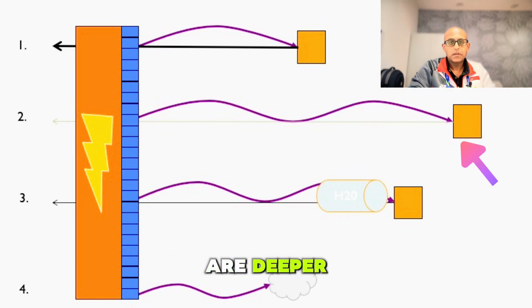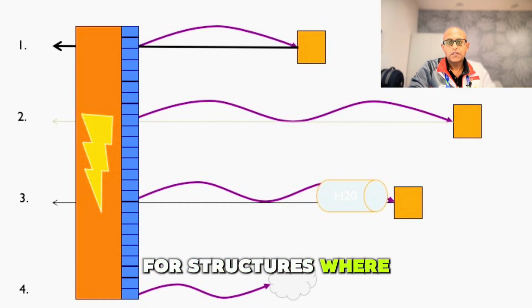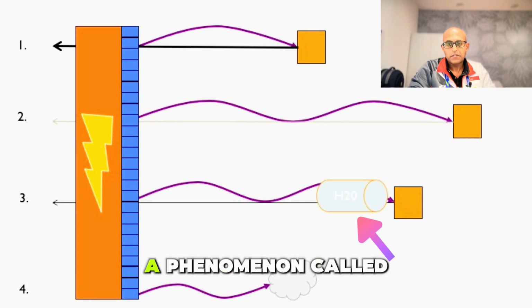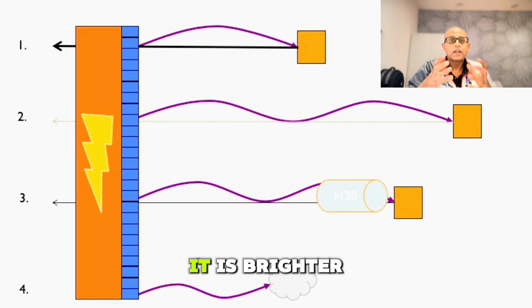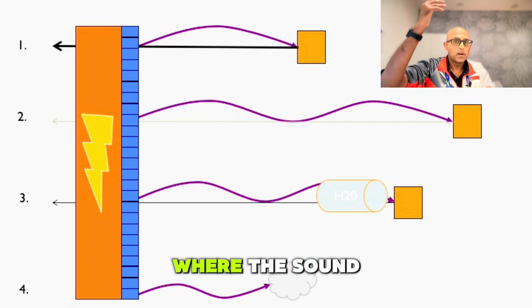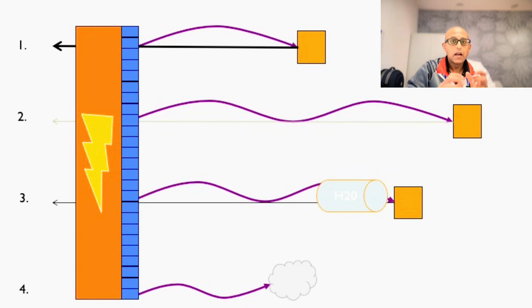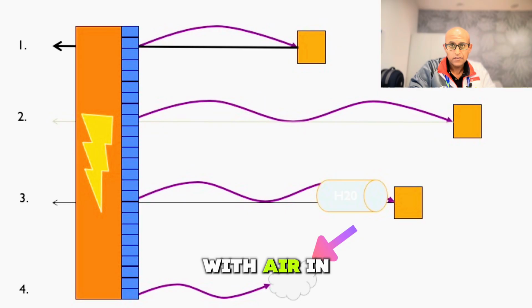For structures that are deeper, the sound wave will obviously travel much further, and you will receive an attenuated signal back. For structures where there is water, you might get a phenomenon called post-acoustic enhancement, where the structure with water in it is brighter at the bottom of the image as opposed to where the sound waves are coming in from. And typically, when you have sound waves going through a structure with air in it, you won't be able to see anything at all.